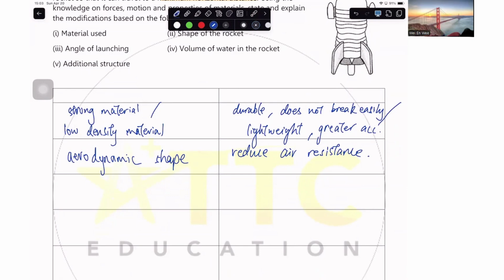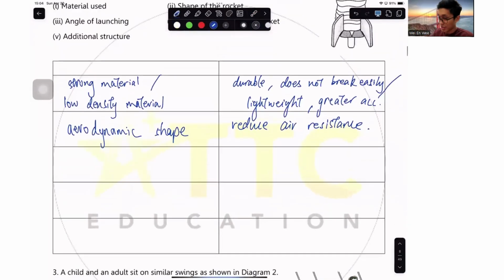Where's my aircon remote? Aerodynamic shape to reduce air resistance. The sun is so bright outside, no wonder it's so hot. Just now it was even raining. Wow. For people in the Klang Valley, you all know, just now it was raining, the sky was very dark, then suddenly the sun just came up.